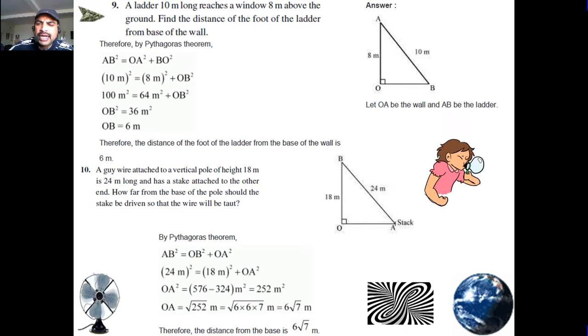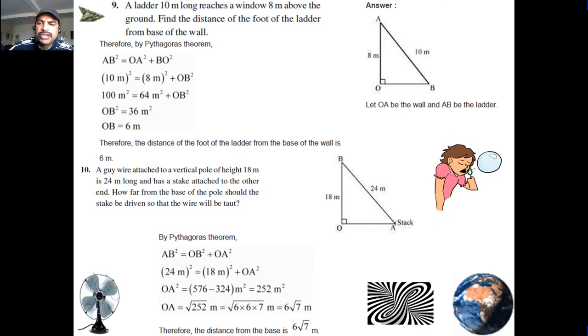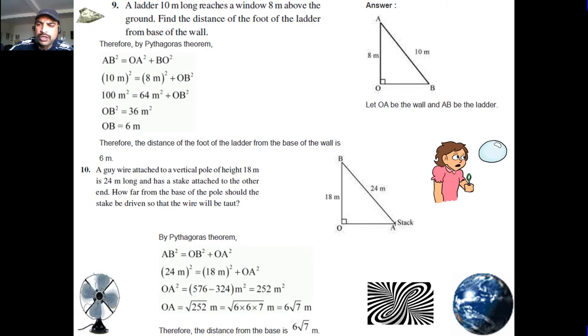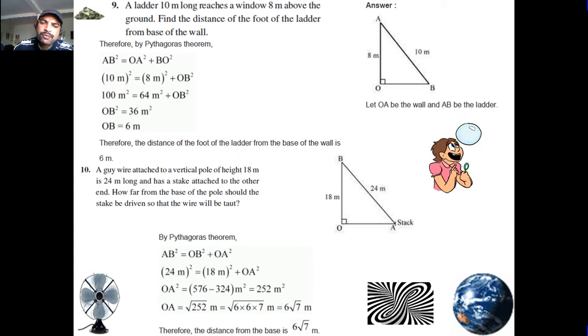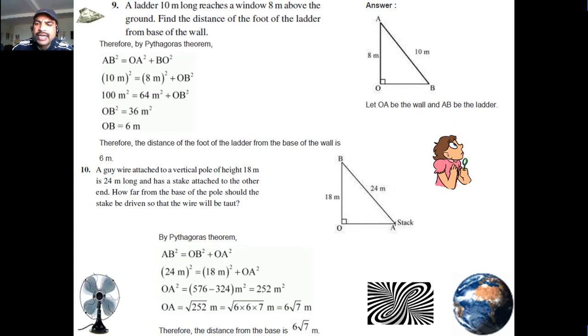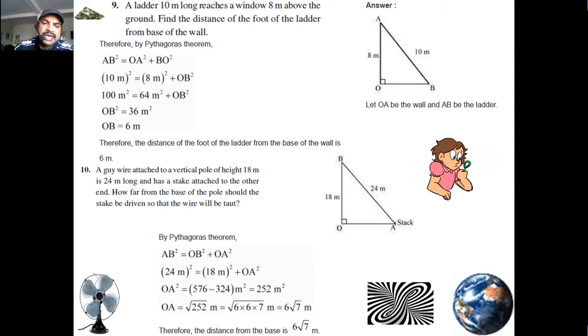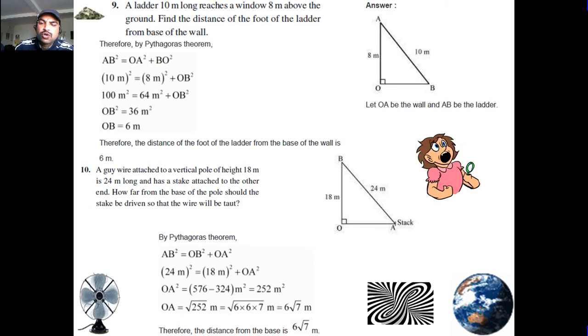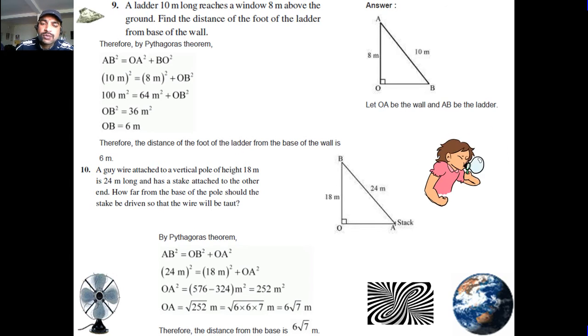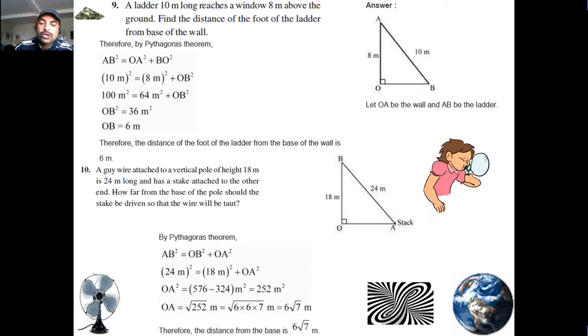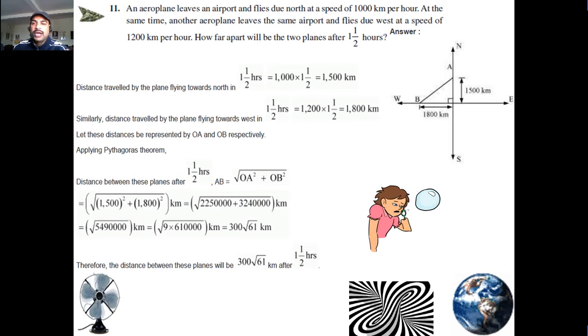A guy wire attached to a vertical pole of height 18 meter is 24 meter long and has a stake attached at the other end. How far from the base of the pole should the stake be driven so that the wire will be taut? So this is the right triangle. We need to find OA. Applying Pythagoras theorem, 24 square is equal to 18 square plus OA square. So OA is equal to 6 under root 7.